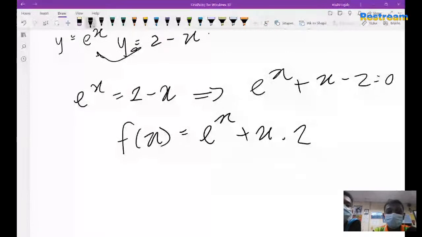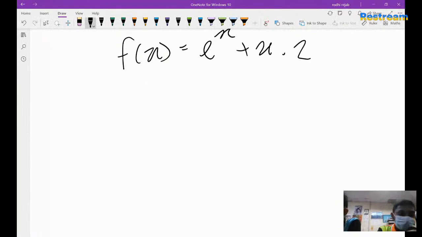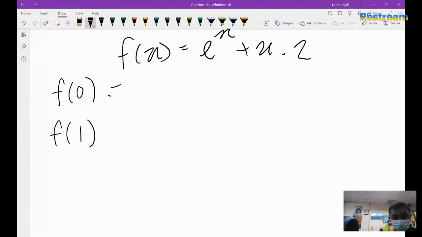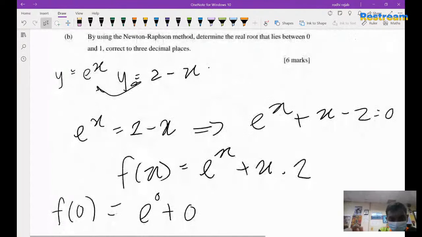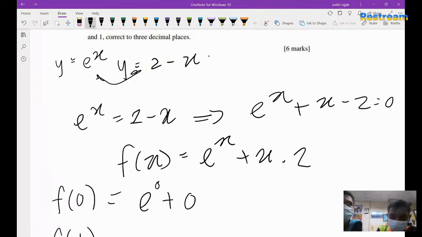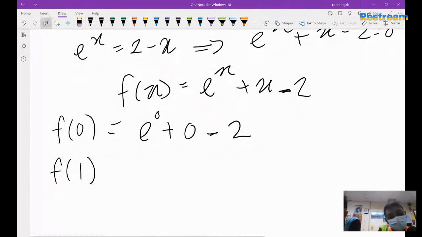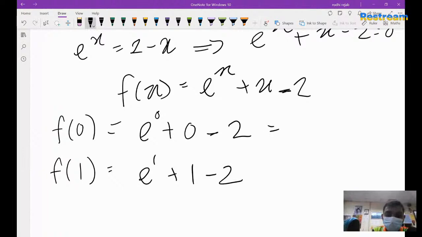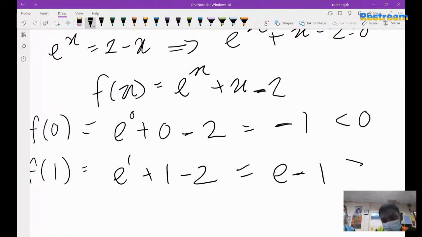So kita nak buktikan yang ada root di antara 0 and 1. How do we do that? So we must substitute f(0) and f(1) into the expression. So this would be e to the 0 plus 0 minus 2, and for f(1) we need to find e to the 1 plus 1 minus 2. This would be 1 minus 2, negative 1. This would be e minus 1. This would be less than 0 and this would be more than 0.